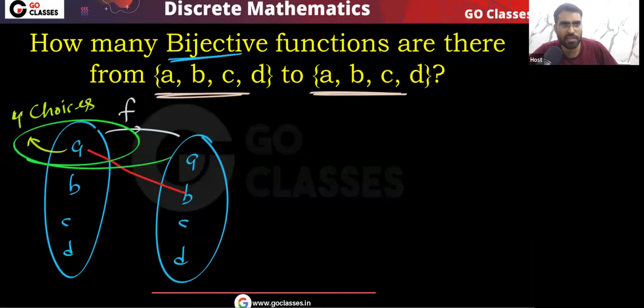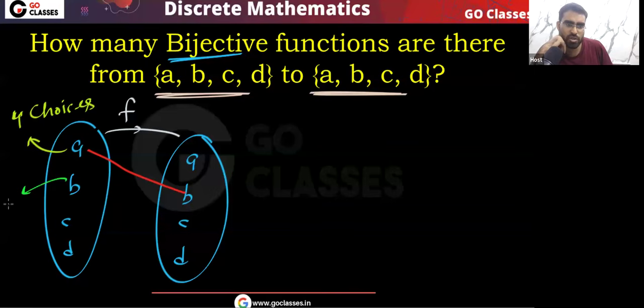Now, once I'm done with A, now how many choices does B have? Once I'm done with A is mapping to B, now how many choices does B have? Now it has 3 choices. Yes or no? There are 3 ways. Because if I do this, can I do this? No, I cannot do this because bijection is also injection. Every bijection is also injection, so I cannot do this.